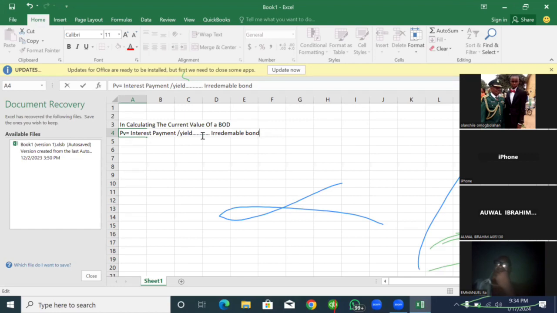Who is writing on my screen now? Why? Please stop writing rubbish on my screen now. You don't need it.